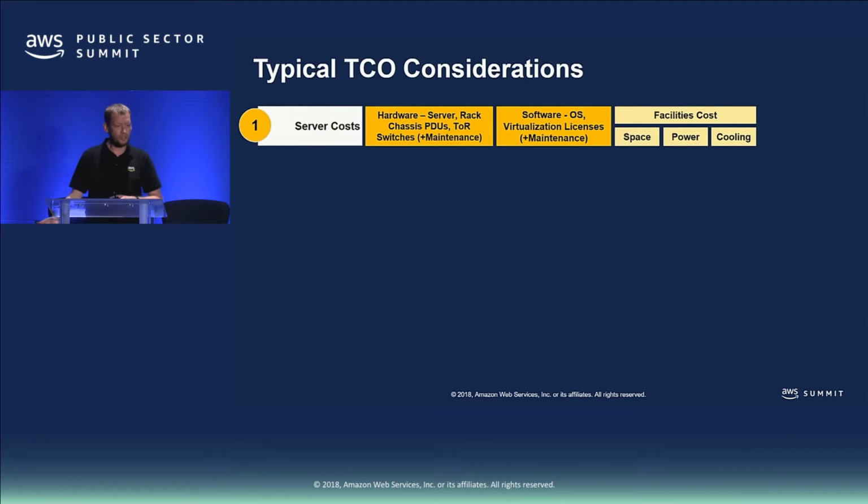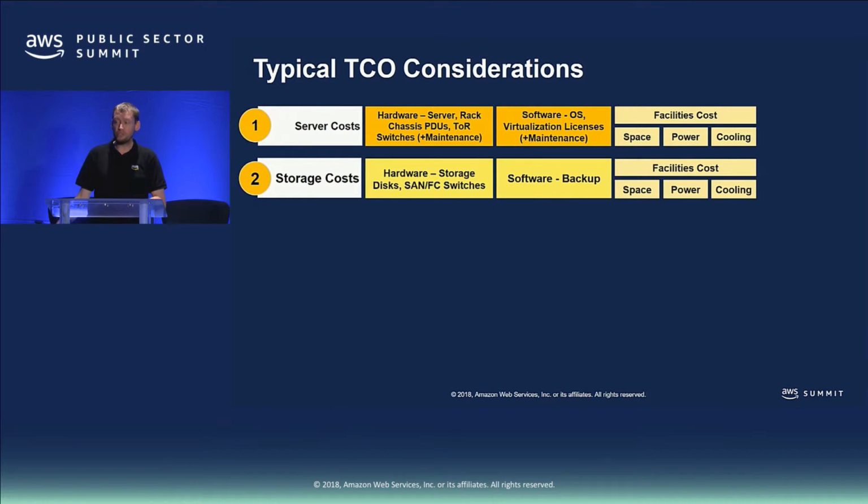That's not just the physical server itself, but its hardware, the servers, the racks they sit in, the power, the top of rack switches, the maintenance, any software that goes onto those servers, whether that's a virtualization capability or bare metal, any licenses, and obviously the facilities cost, the power, the space, the cooling that's needed to support those servers. Then we have the same for storage.